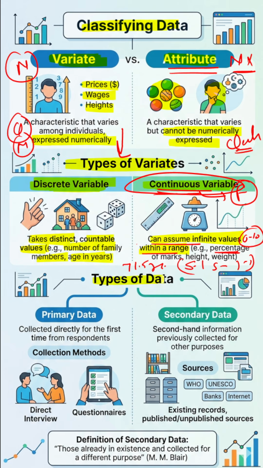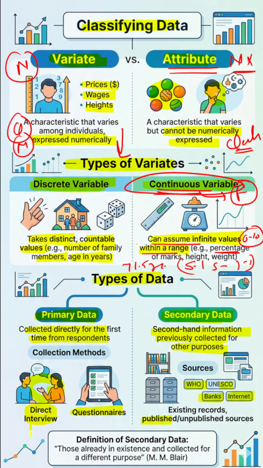We can again classify data into primary data and secondary data. Primary data means data which are collected for the first time from the respondent, and secondary data means second-hand information which was previously collected or processed for some other purpose, right? For example, if you ask direct questions to the respondent, you get primary data. In a direct interview, you get primary data. Secondary data is like published records, or data held by banks, WHO, UNESCO, internet data.